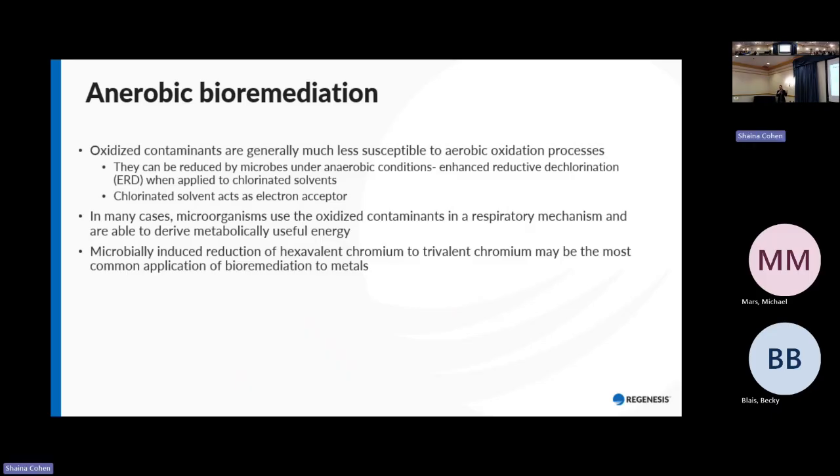Now, I was talking almost exclusively about organic contaminants prior to this, but I just wanted to point out the most common anaerobically reduced inorganic contaminant that we see as practitioners, hexavalent chromium, where this is a relatively easy process to induce. We add in an electron donor and can essentially reduce the hexavalent chromium to trivalent chromium, making it less soluble and therefore less concerning.